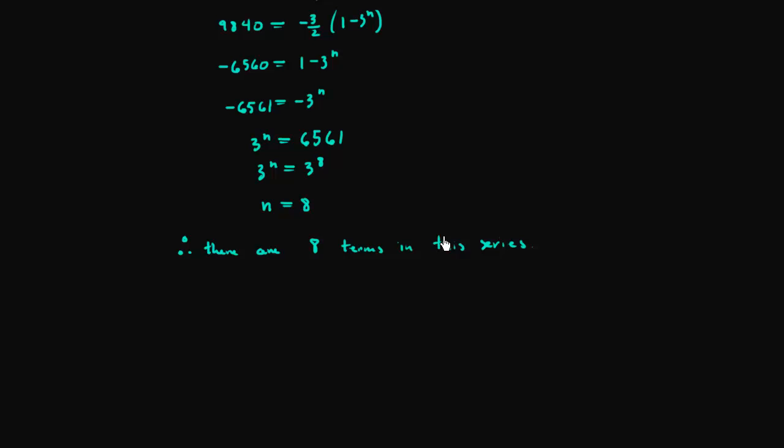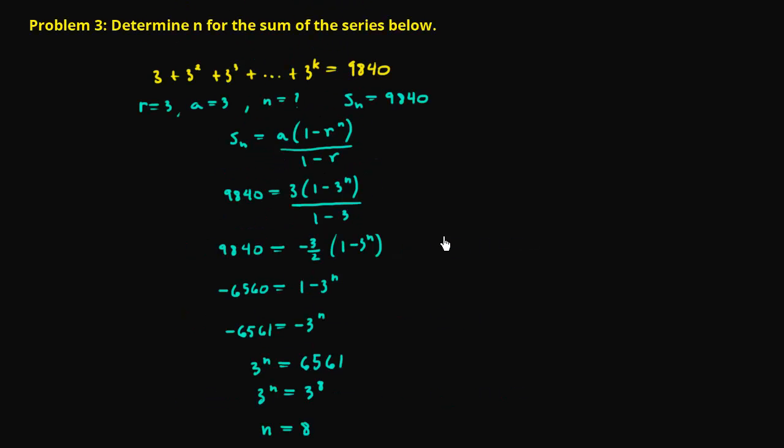Now, since there are 8 terms in the series, notice that the question says determine n for the sum. This should actually be determine k for the sum of the series below. We're looking for k because there's no variable n in this series. We figured out what n is, the number of terms, but the question should have asked, what is the value of k here?